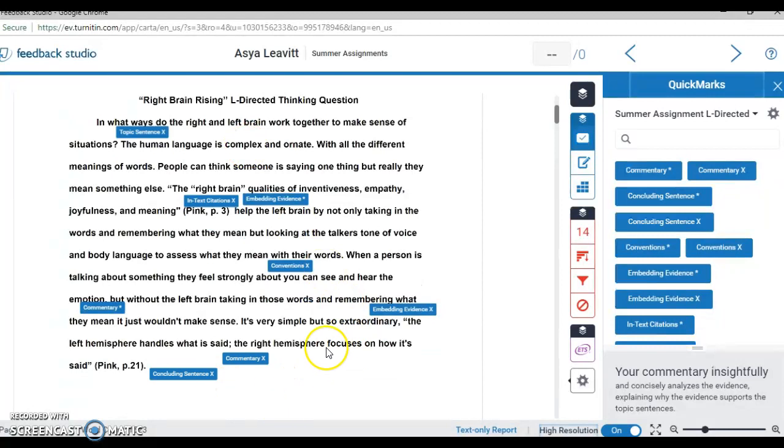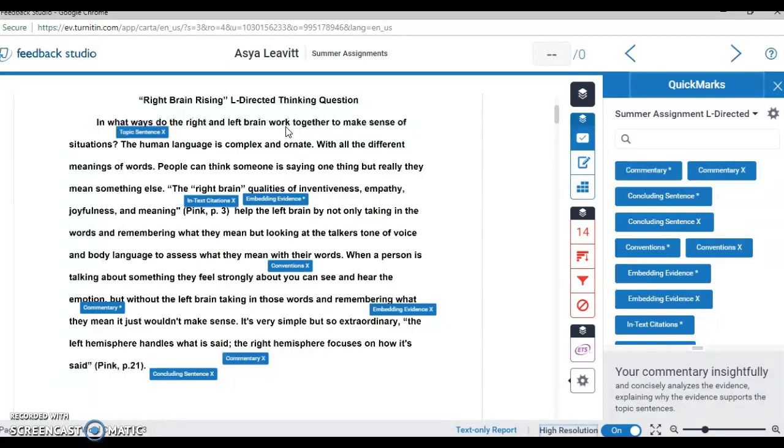I also noticed down here, a lot of times in your paragraphs, you didn't have a concluding sentence, and we do want to have that, Asia, just to wrap up the paragraph. Again, tie back to that question, and just really make sure the reader knows, okay, this is the end.